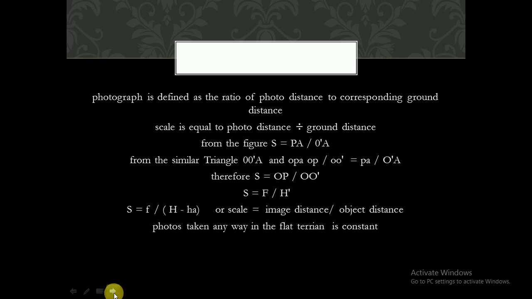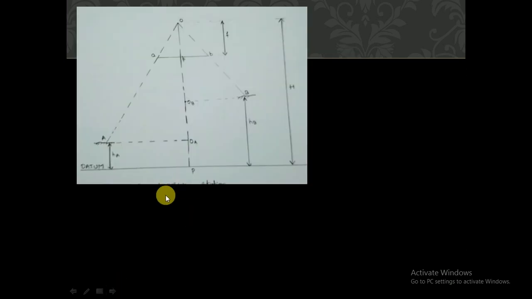Now let us move on to varying terrain. Case 2. The only difference from case 1 is that it is varying terrain. In case 1 we saw flat terrain. This is case 2, that is varying terrain. So let us see, this is the point O. It is an exposure station surface, the same thing we learned over there. F is the focal length.